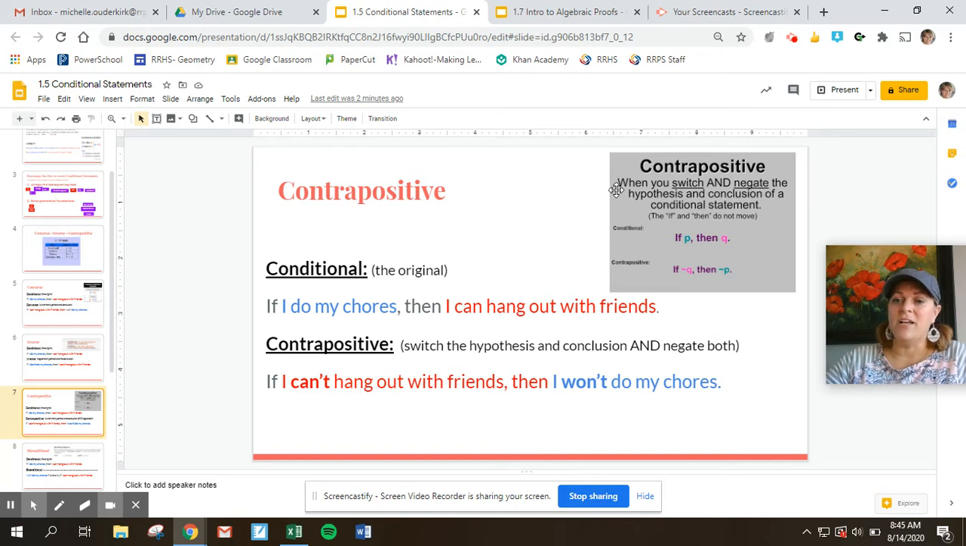Okay, contrapositive. Contrapositive is like negating and switching. So it's kind of taking the inverse and the converse together and making it the contrapositive. So "if I do my chores" is now over here at the end, the conclusion. "I can hang out with friends" is now here at the hypothesis. So if I do my chores, I hang out with friends is the conditional. The contrapositive is if I can't hang out with friends, then I won't do my chores. Okay, that's the contrapositive. It's taking the inverse and the converse and putting them together.